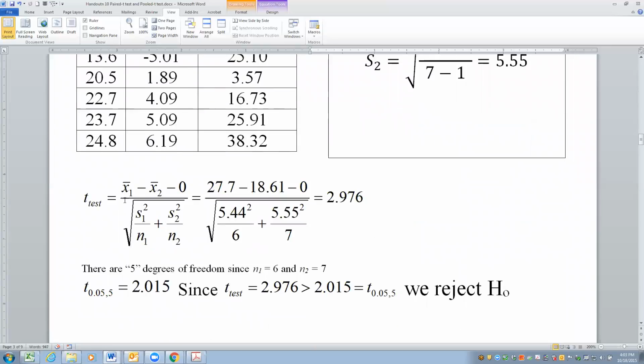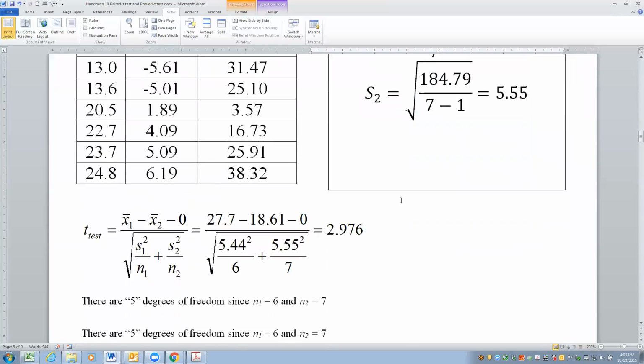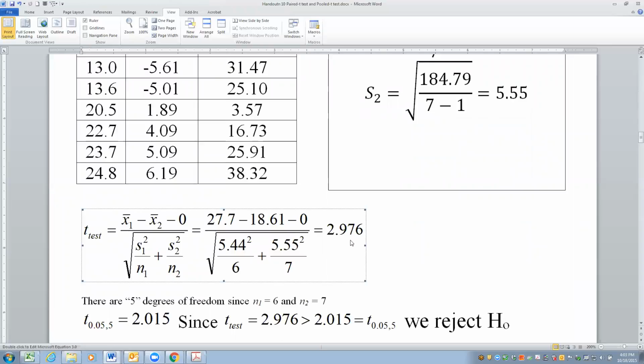So I'm going to plug into my test statistic now, x1 bar minus x2 bar over the square root of s1 squared over n1 plus s2 squared over n2. So I take all of these values and I plug them into the test statistic, giving me a value of 2.976. Now, how do I come up with the degrees of freedom here?